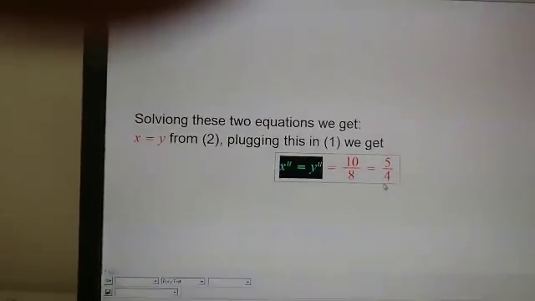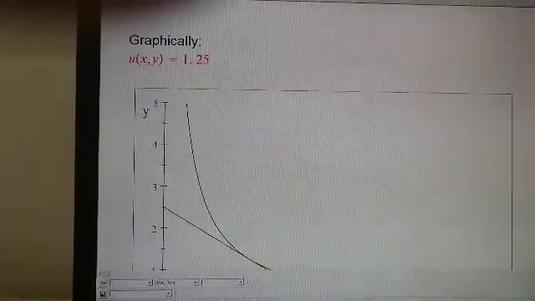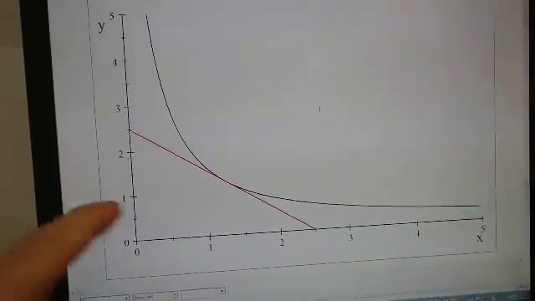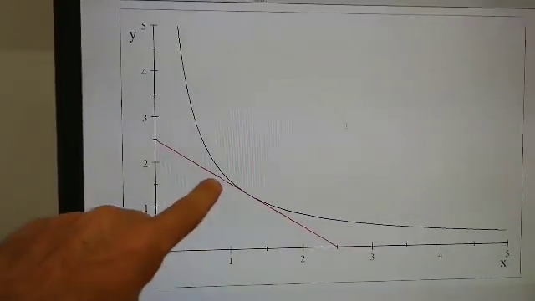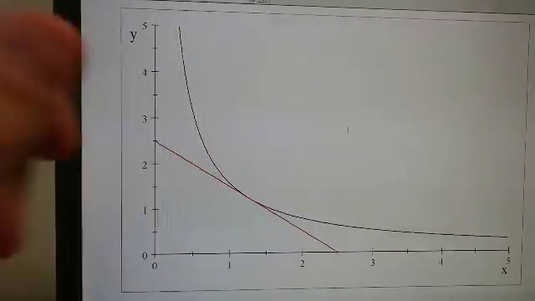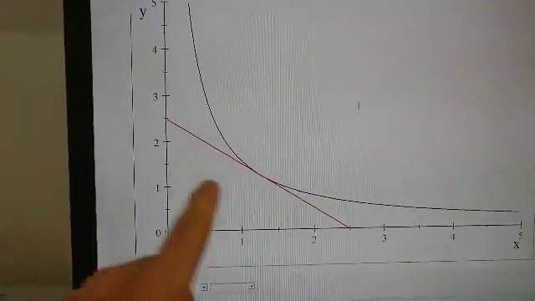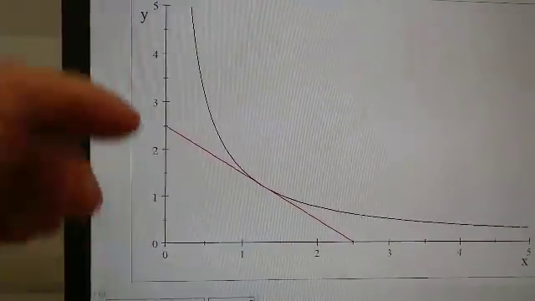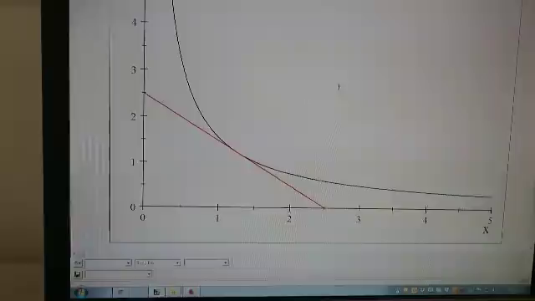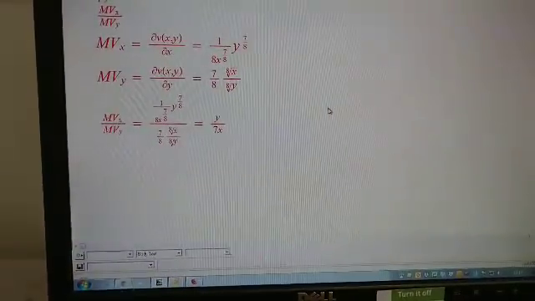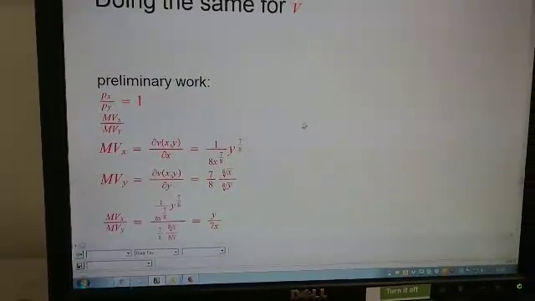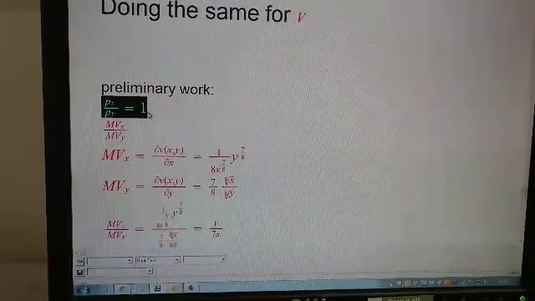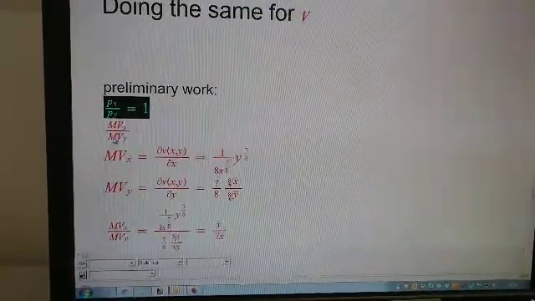Okay? Good. How does this look graphically? Well, it's on the budget line, and it's the tangency between an indifference curve and the budget line. In this case, because everything is symmetric, the prices and the utility function, we have a symmetric solution. How will this look for V? Well, we can do the same thing for V. This is the preliminary work. The price ratio is 1, as it was before.